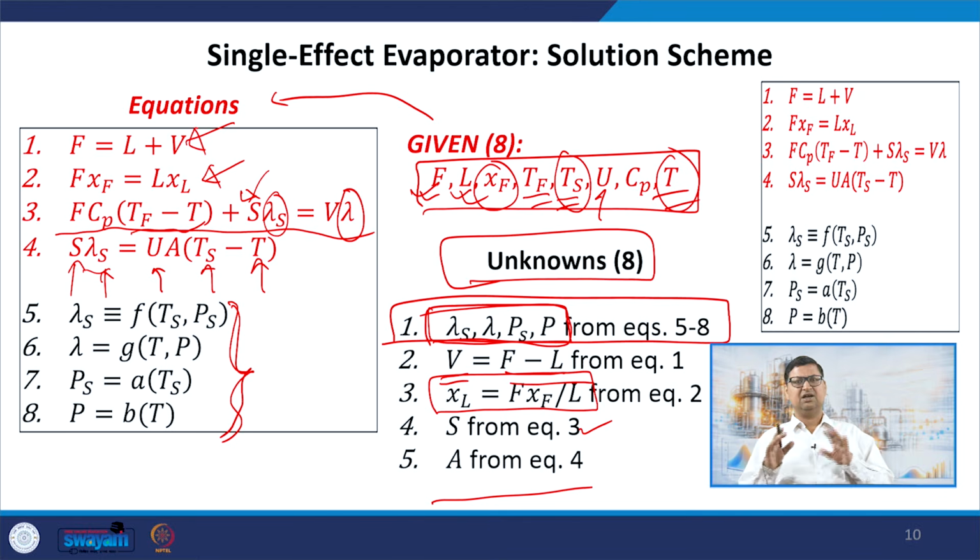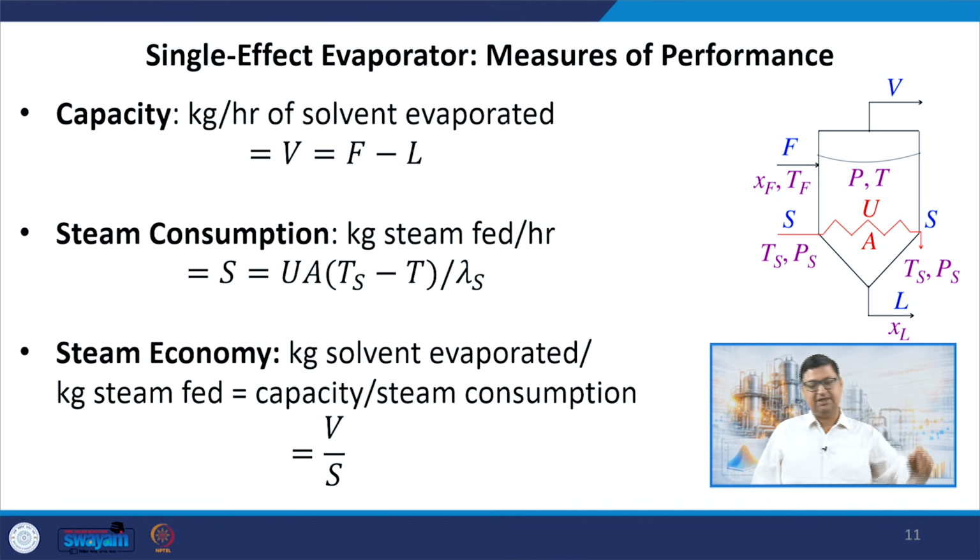So this is a typical way we will go about solving this kind of problem, but keep in mind that the actual solution scheme will depend on what is given to you and what you have to figure out. In this case, we can pretty much do it sequentially without doing any simultaneous solution, but in the examples I will do later, you will see that I have to go for some simultaneous solutions also in some cases. Going forward, let us see how we can find the measures of performance I have defined earlier.